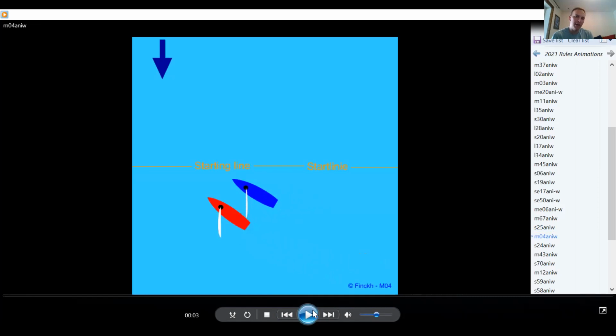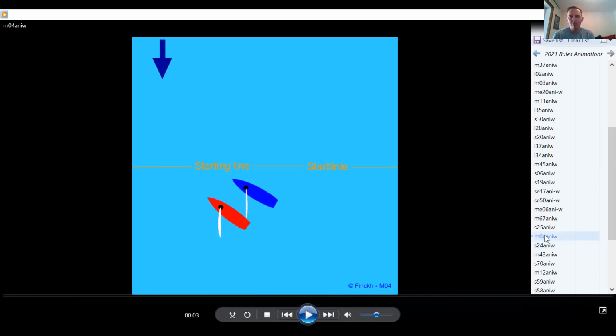So red is passing behind blue, and now we have overlap. The rule on passing and heading people above the proper course doesn't apply at the starting line, because there is no proper course before the start. It does apply after the start, but before the start there's no proper course. So red can push blue wherever, and red is right of way to do whatever.